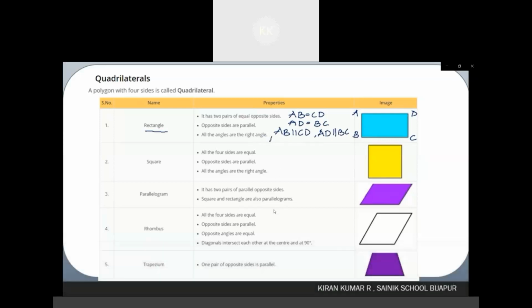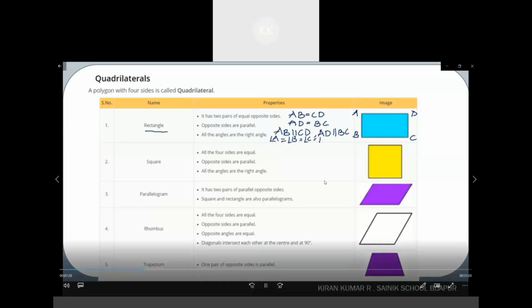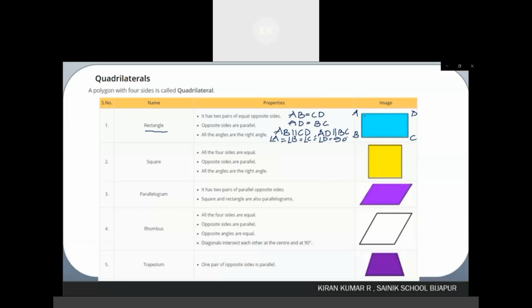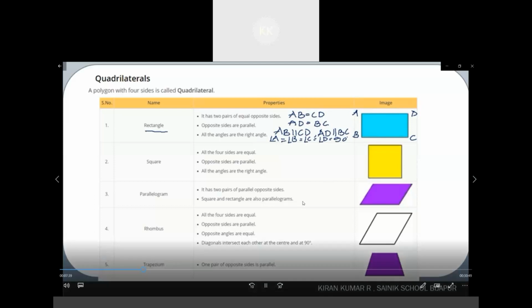In this rectangle, we have all the angles measuring 90 degrees. A quadrilateral in which opposite sides are equal and parallel, and one of the angles is 90 degrees, becomes a rectangle.